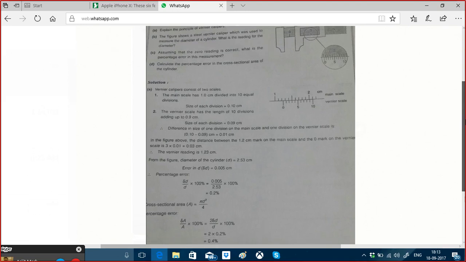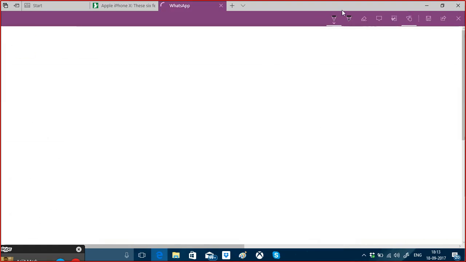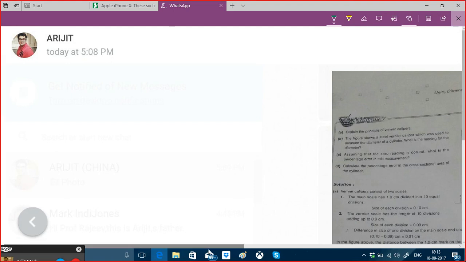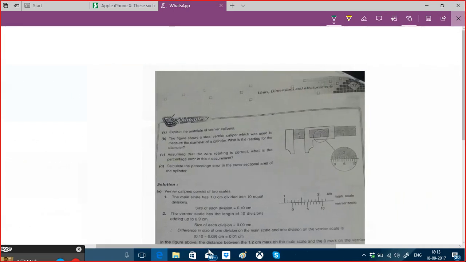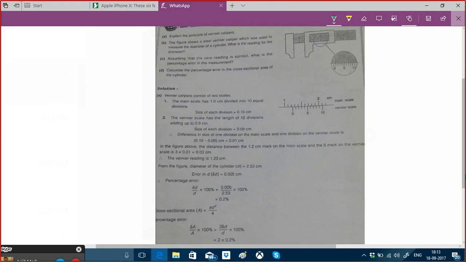Oh, hold on. I'm doing that again. Yeah, now you can see. Are you able to see this one? One. Okay. One point two. Okay. Yes, that's right. In the main scale, 1.2.